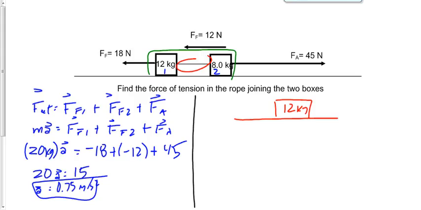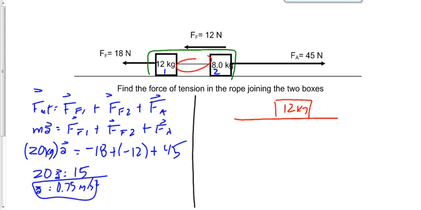Is there a reason why the 12 kilogram object might be a little bit better than the 8 kilogram object? Yeah, there's less forces. That doesn't really matter. If you draw the 8, it just means you have 3 forces acting on it instead of 2. It's a tiny bit more work. It's not harder. It's just a tiny bit more work. And hey, if you can save a little bit of work, save it, right?